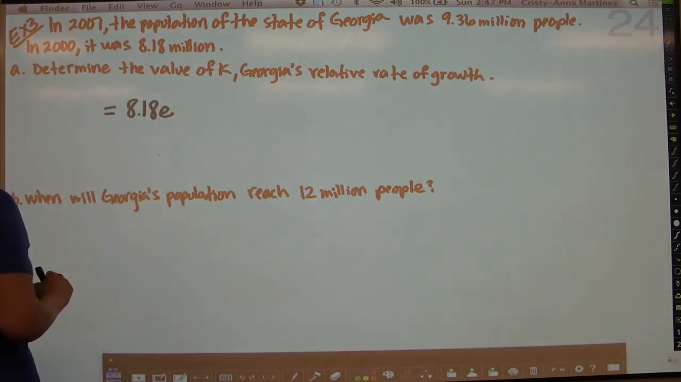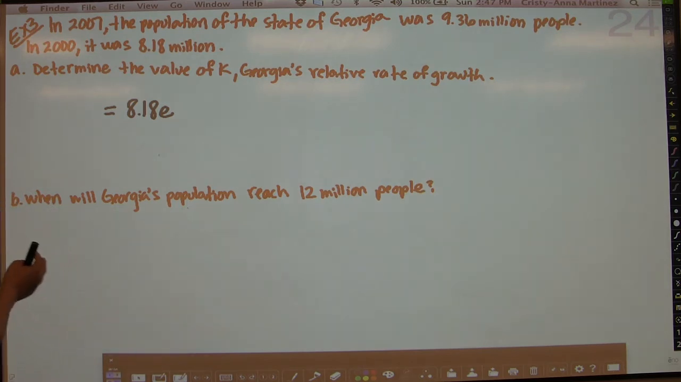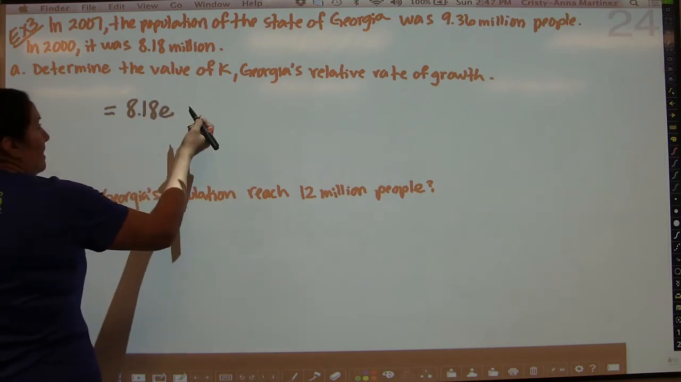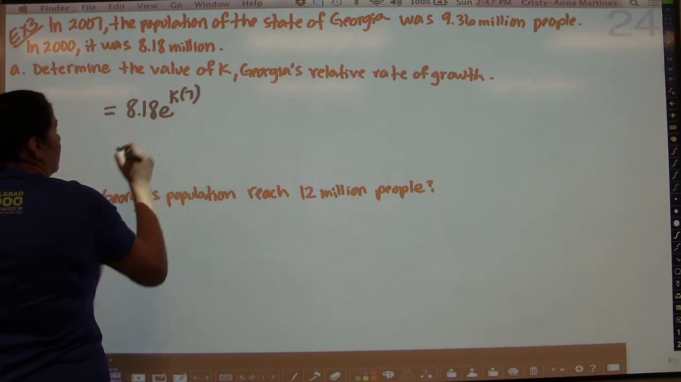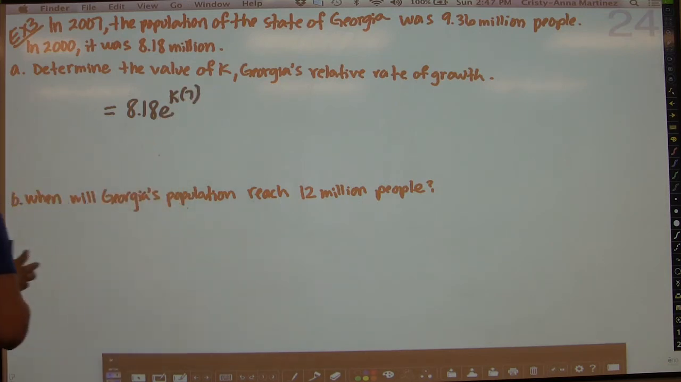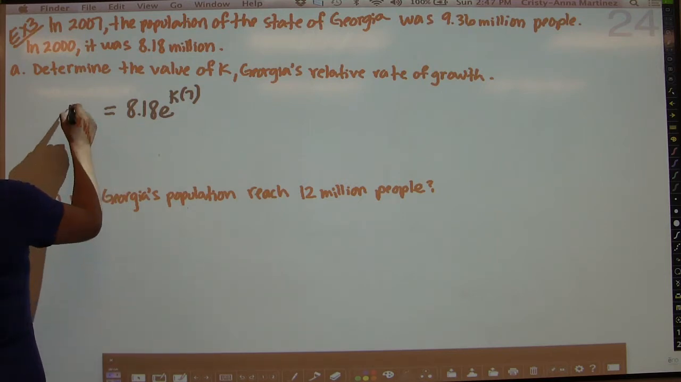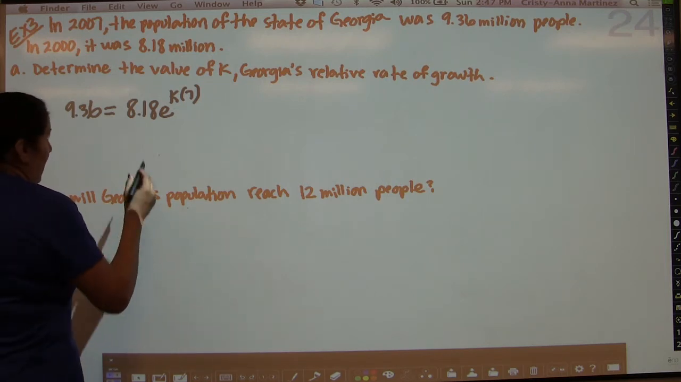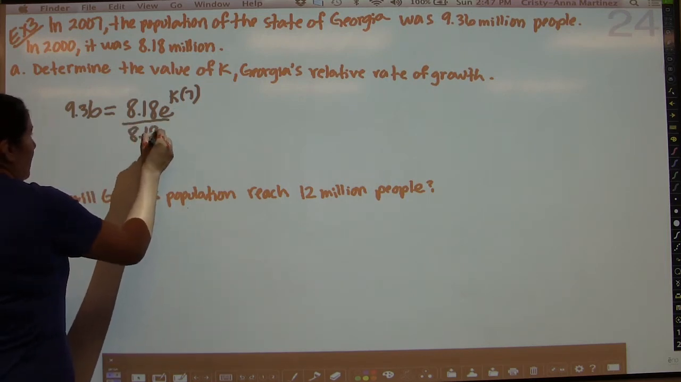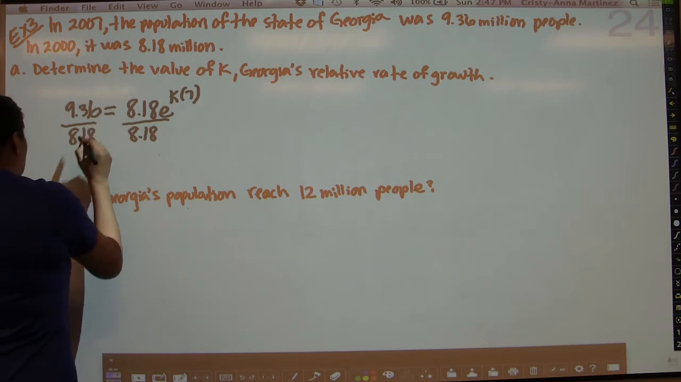And then we know that in 2007, that means that 7 years have elapsed. So for our t, we're going to be using 7. And we don't know what k is. That's what we're trying to figure out, determine the value of k. So k times 7. And this is population growth, so we're not going to have a negative in this case. We have positive k. And then we know that after 7 years, there were 9.36 million. So we'll put that over here, 9.36 million. And we're solving for k. So we divide by 8.18 on both sides.